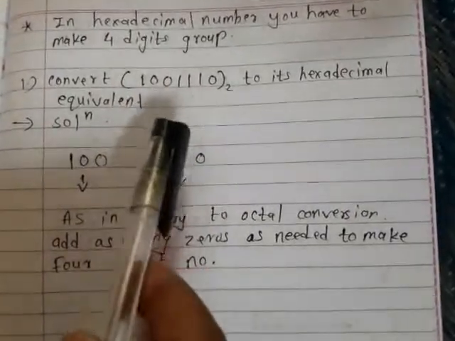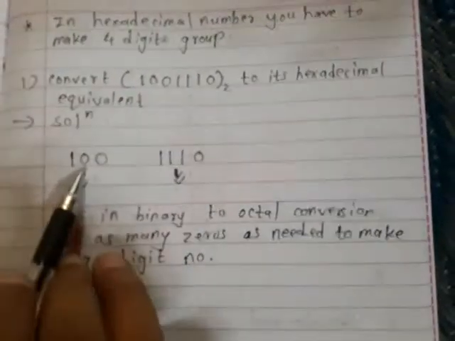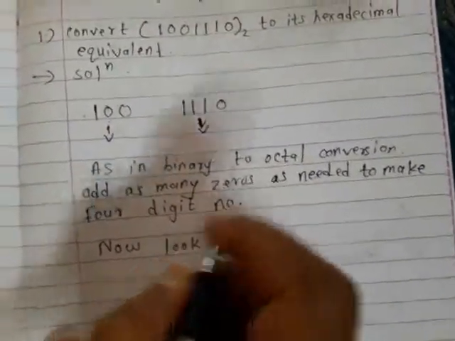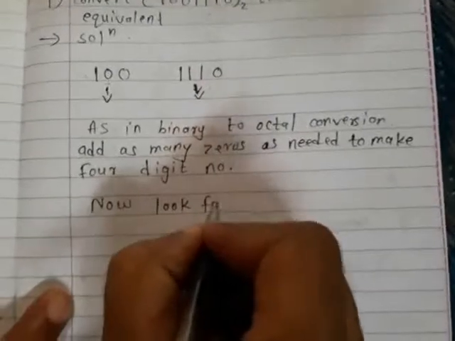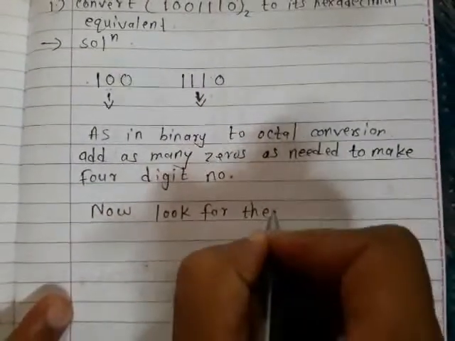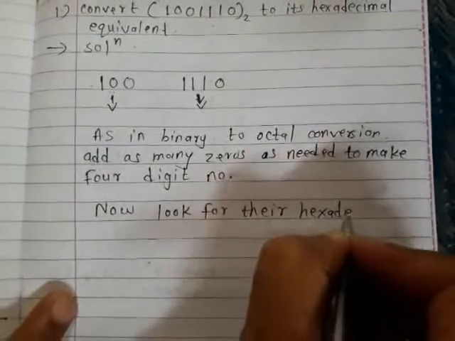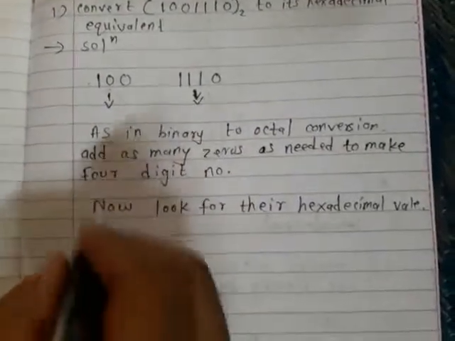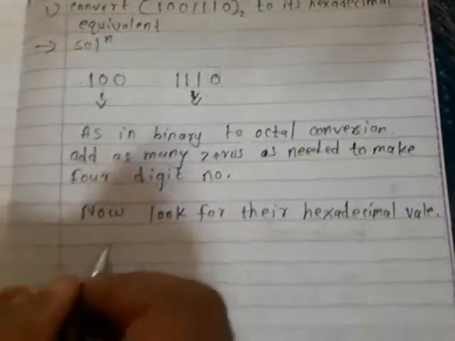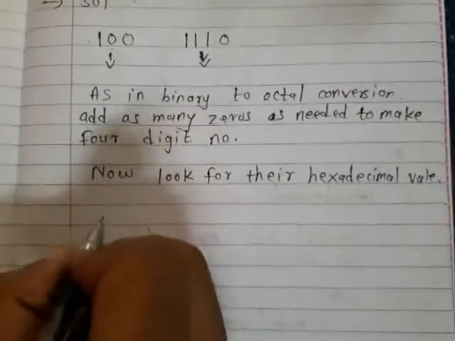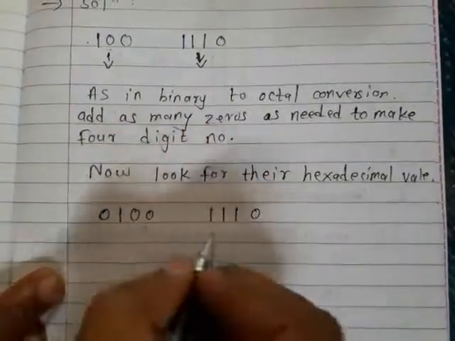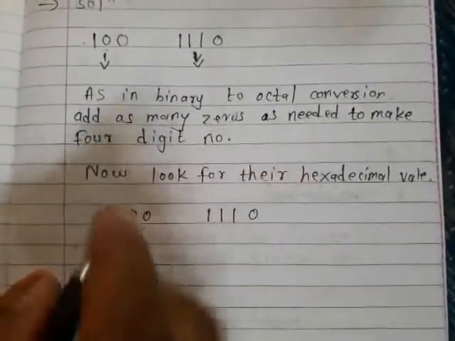And what you have to do, you have to make 4 digit group. Then we have to put 0 here, left hand side we have to put 1 0. Now see, now look students, for their hexadecimal value. Okay, now see here, now we will write this group. You have to put left hand side 0. For what? For making 4 digit number. Now see 0 1 0 0 and 1 1 1 0. Now it is 4 digit number. Now see what you have to do.